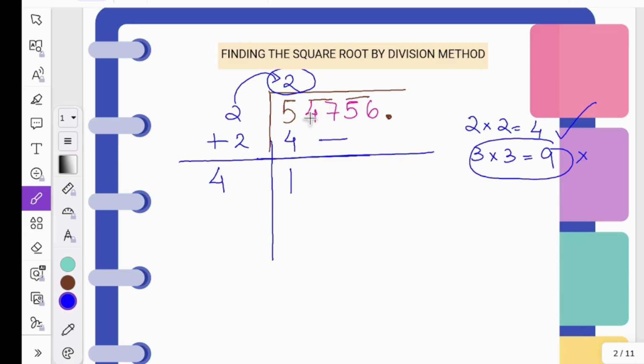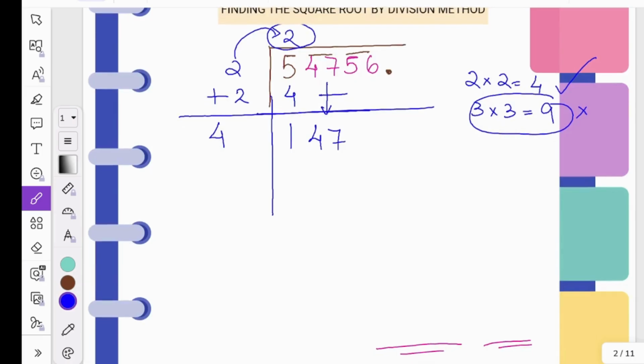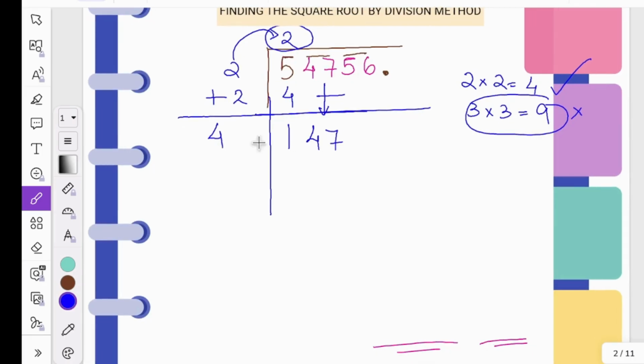Now in order to do the further calculation, I will have to bring down the next number. When I bring down the next one, it comes as a pair. Here the pair is 47. Now I will have to choose which number I should put here, and in the same way which number I should place over there.